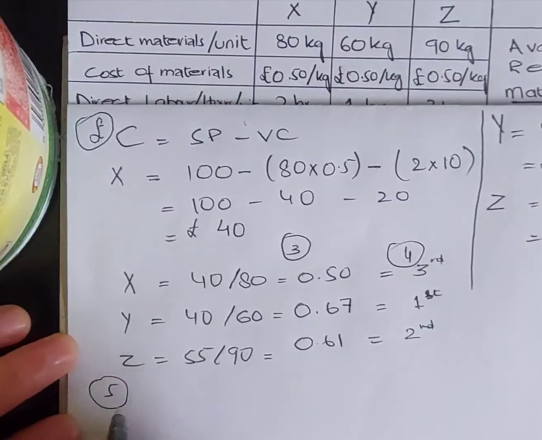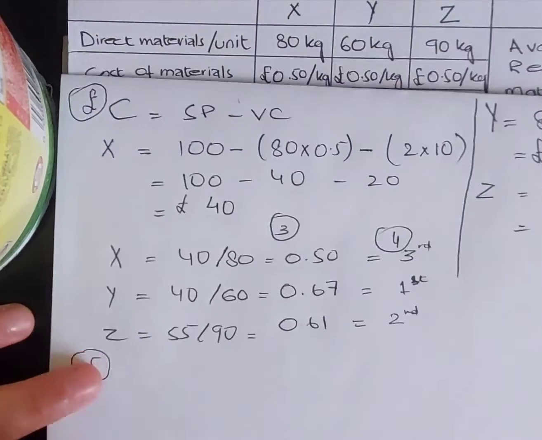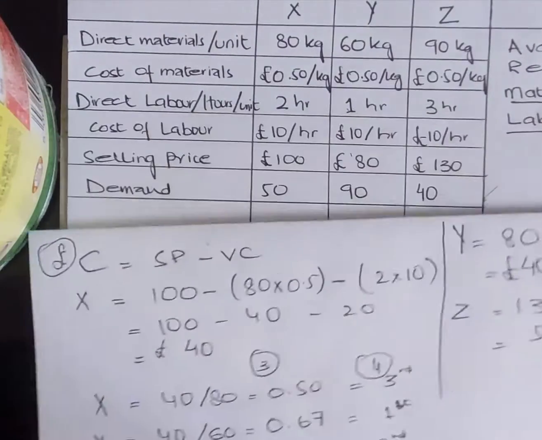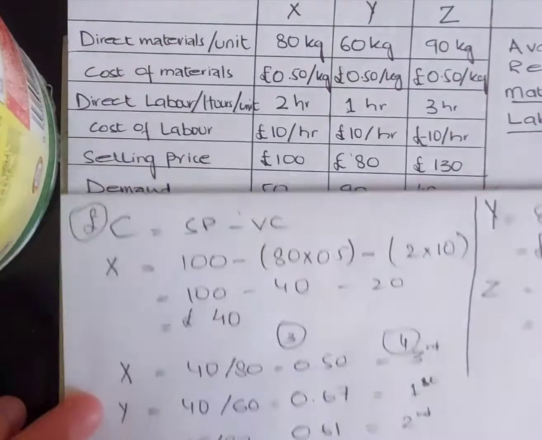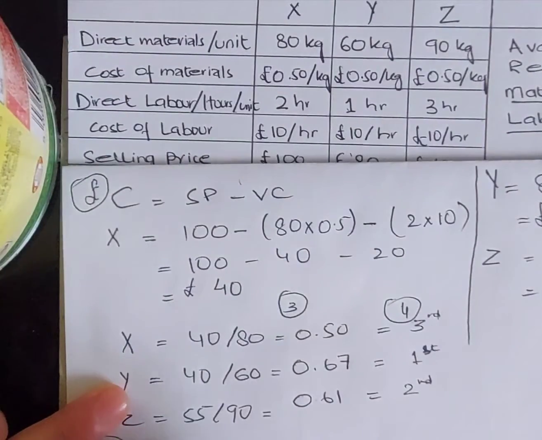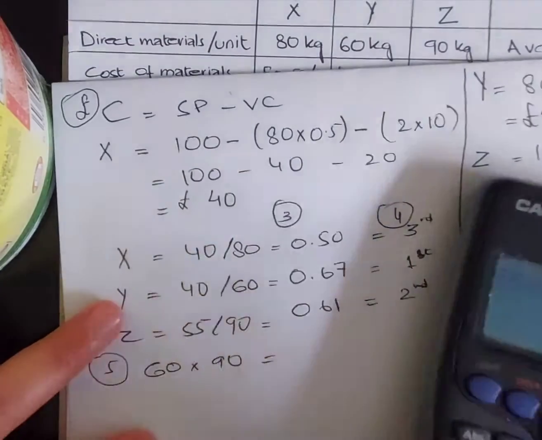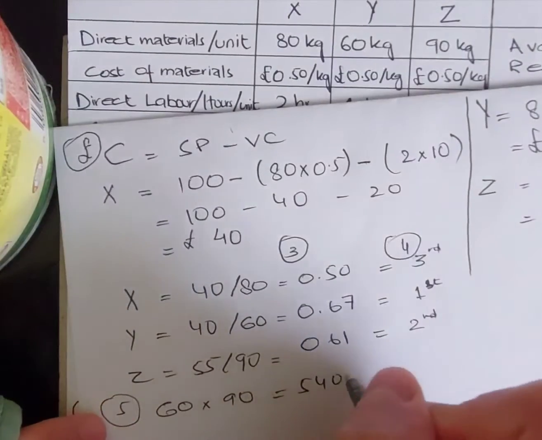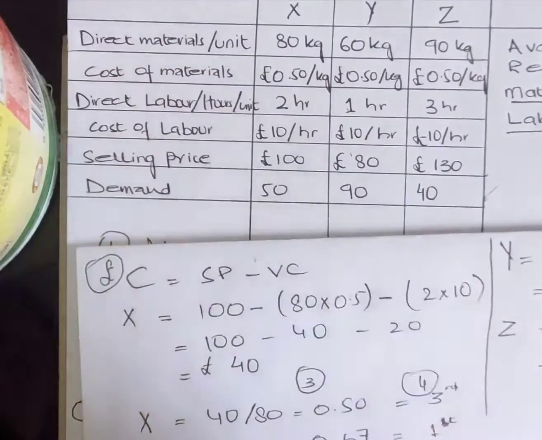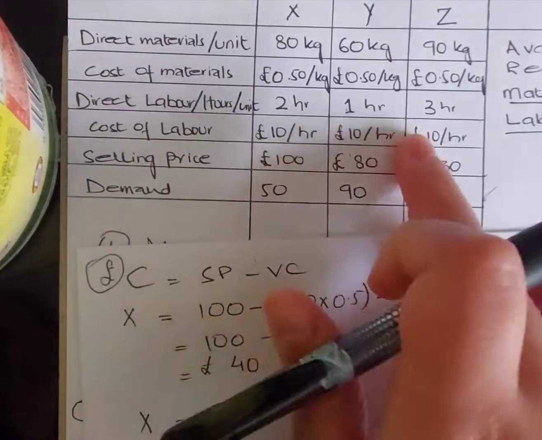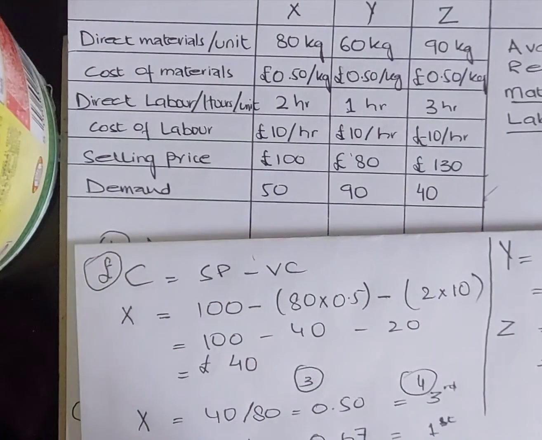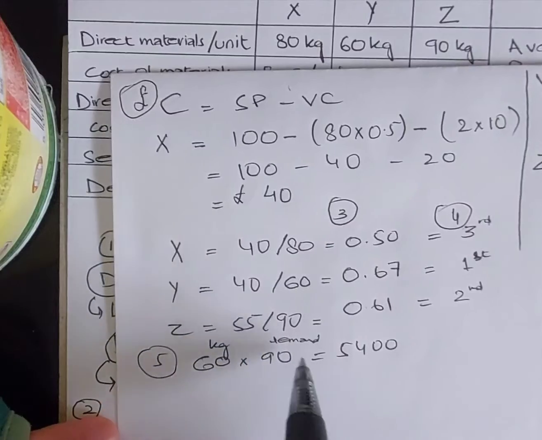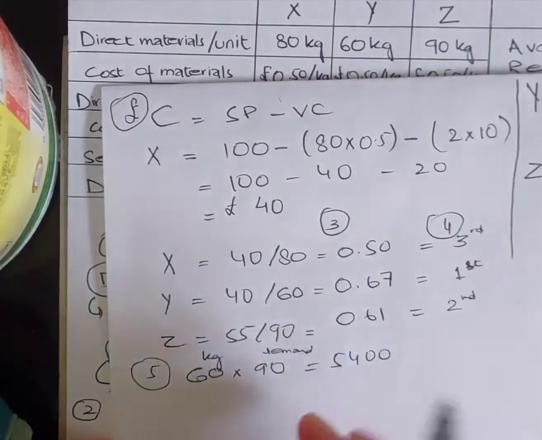Now the fifth and the very last important step is where we work out the optimal production plan. As you can see, the demand here for Y is 60 into 90. 60 into 90 gives us 5400. Now this is kg, 60 kg multiplied by 90, which is your demand. You multiply it and you get this.